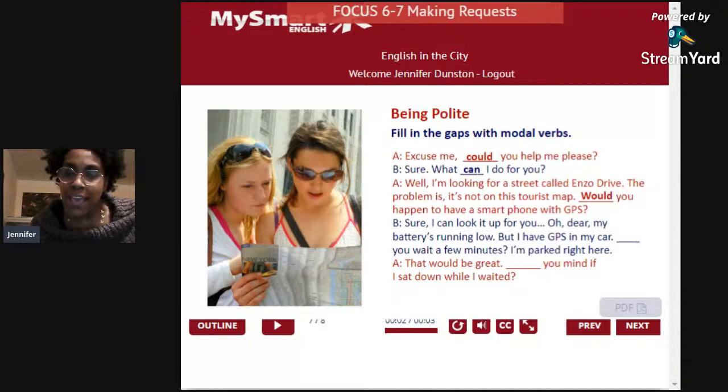Very good. Would, and Terrence also says would. Would you happen to have a smartphone? Oh, sure. I can look it up for you. Oh dear, my battery's running low, but I have GPS in my car. You wait a few minutes. I'm parked right here.